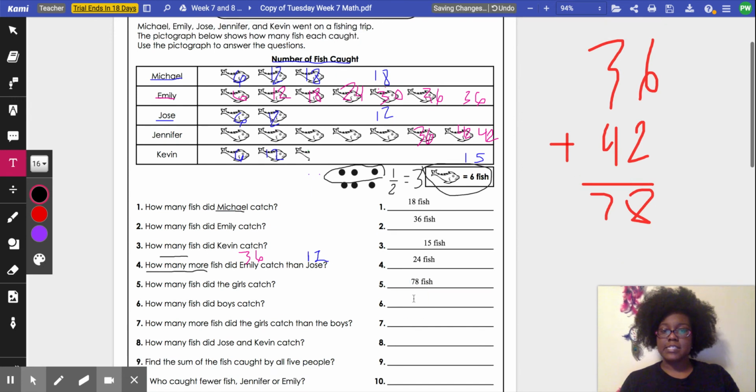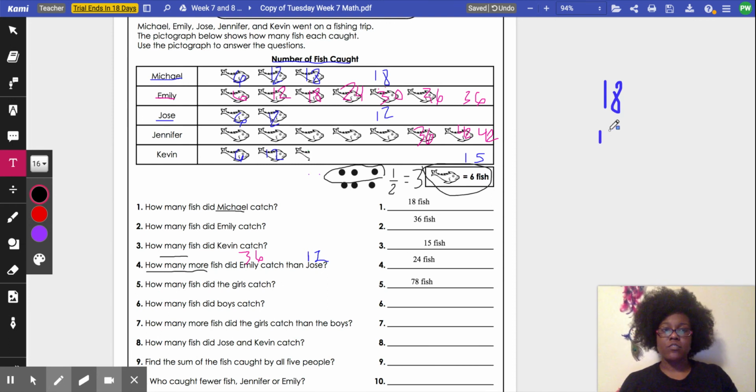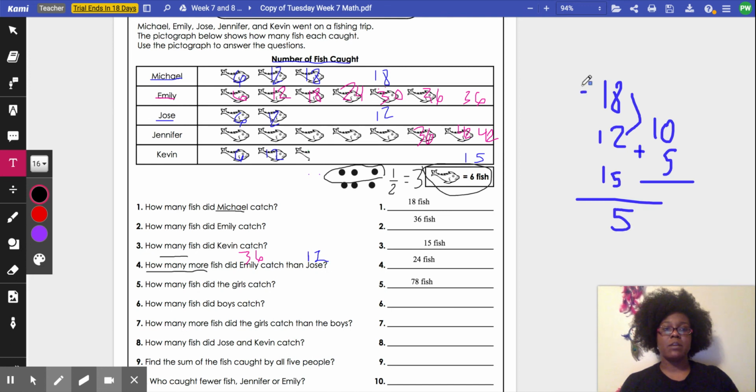Number 6 says, how many fish did the boys catch? Now, if I'm trying to find the total number of fish the boys caught, I have to add. So Michael has 18. I'm going to line all my numbers up just so that you guys can see that. Jose has 12. And Kevin has 15. When I add all my numbers up and there's more than just 2 add-ins, I always try to make a 10 because it's easier for me to add 10s. So 8 plus 2 gives me 10, plus 5 more is 15. So I'm going to put my 5 in my 1's place and my plus 1 above my 10's place.